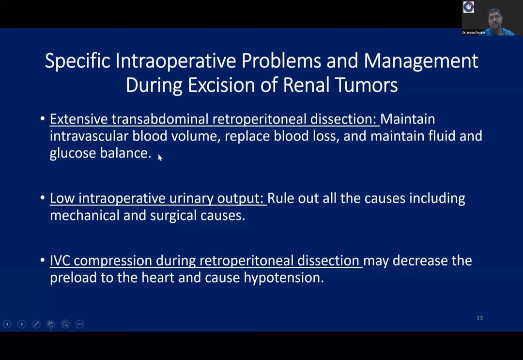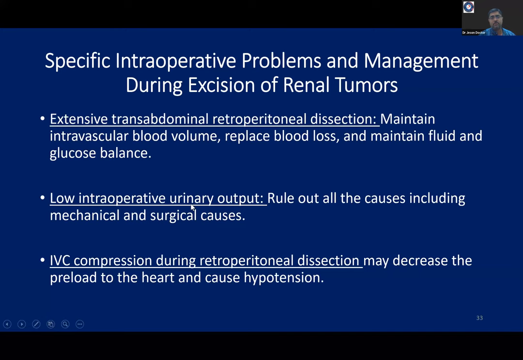You need to replace lymph loss as well, with colloids or blood, FFPs, cryos, depending on what the patient needs. Again, if the intraoperative urine output is on the lowish side, you should rule out causes of mechanical obstruction, like the Foley's getting kinked or blocked with jelly, or surgical causes like clamping of the ureter or something like that, right?